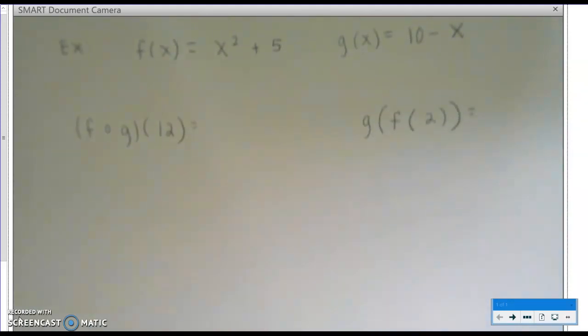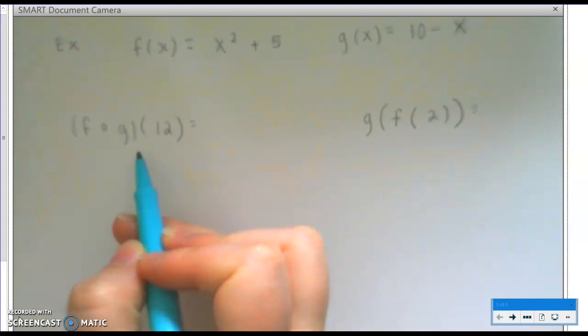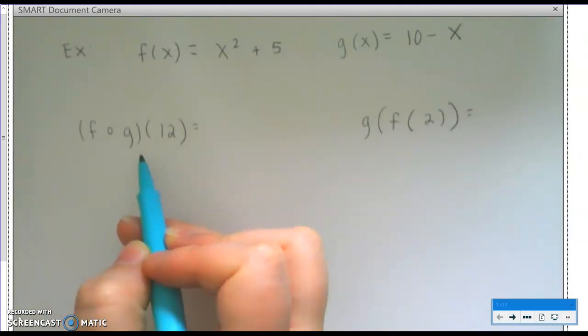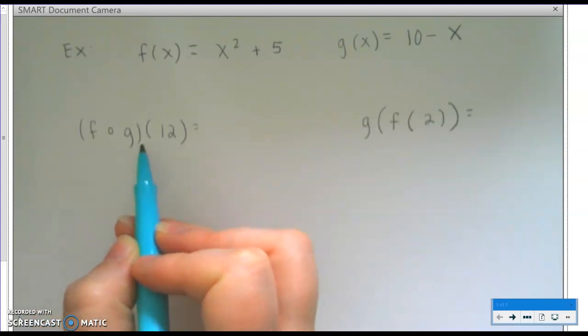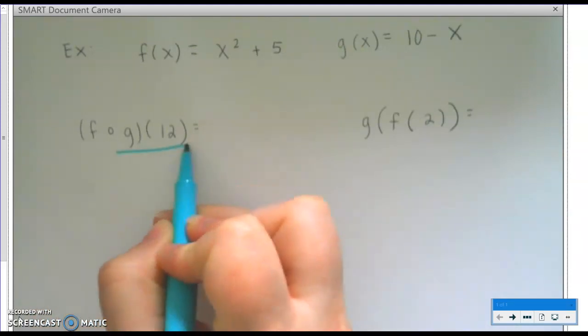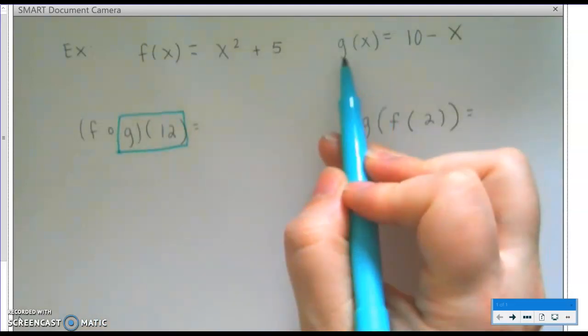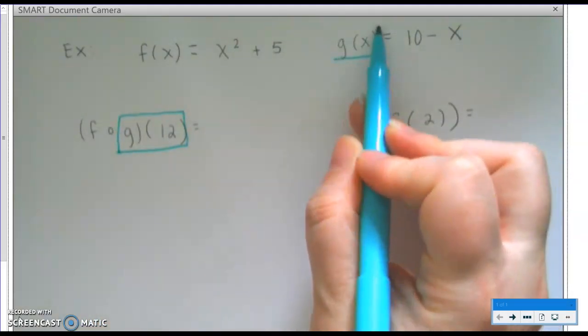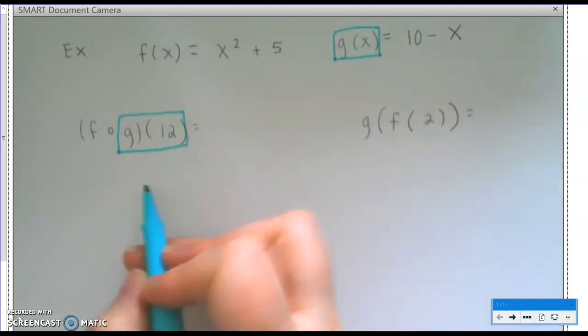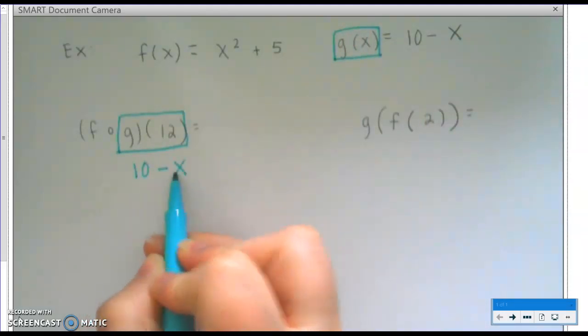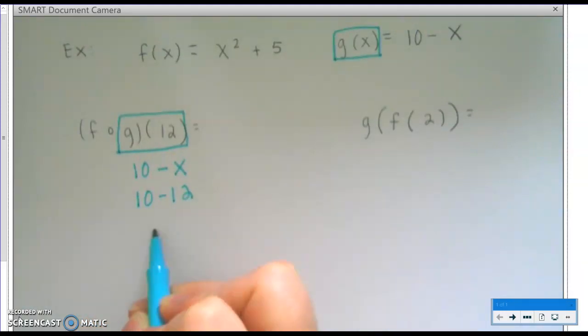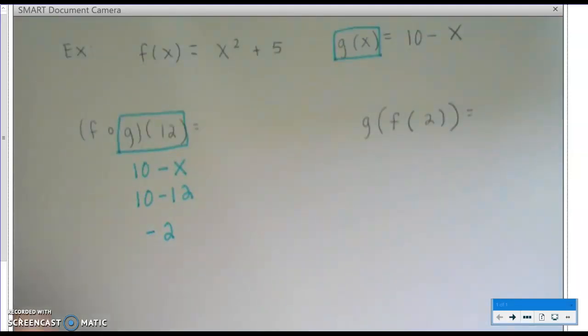So in the first example, we want to find f of g of 12. Sorry, I don't know what my document camera is doing. So we need to do g of 12 first. My g of x function is over here, and that says to do 10 minus x. So I'm going to replace the x with 12. So 10 minus 12 is negative 2. So negative 2 is the new number that I'm using. So I plugged in 12 to the g function first. I got my answer.